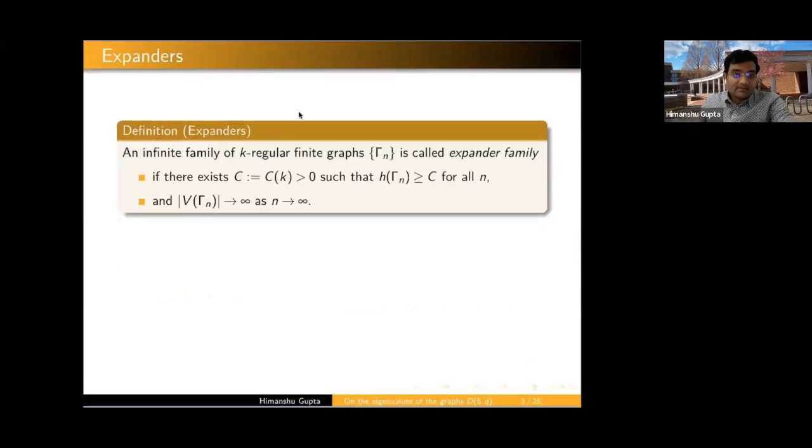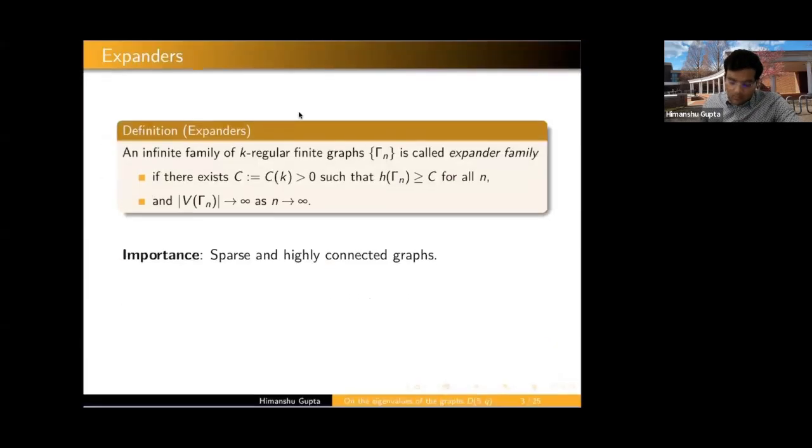Now, once we define the isoperimetric constant, we are interested in graphs called expanders. Basically, it's an infinite family of k-regular graphs, so k is fixed, and these are finite graphs which satisfy the following two properties. First, there exists a constant c which just depends on k, such that the isoperimetric constant is greater than or equal to c for all n. And the size of the vertex set should go to infinity as n goes to infinity. Okay, so these are the expanders which we are interested in.